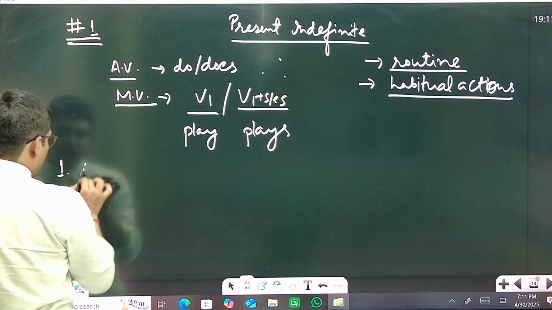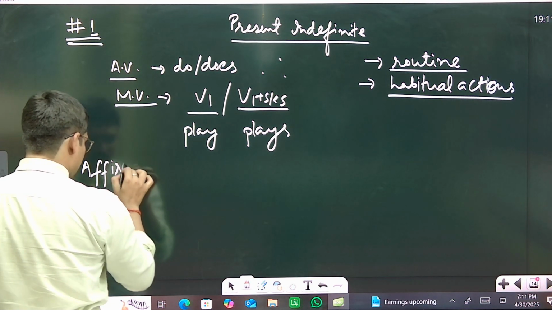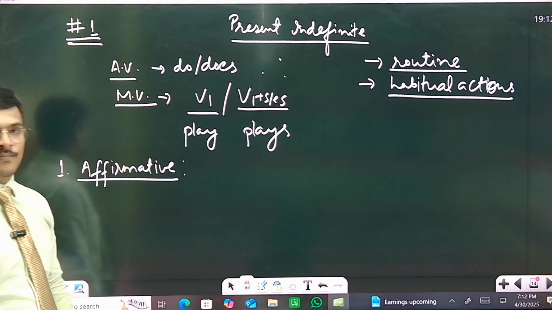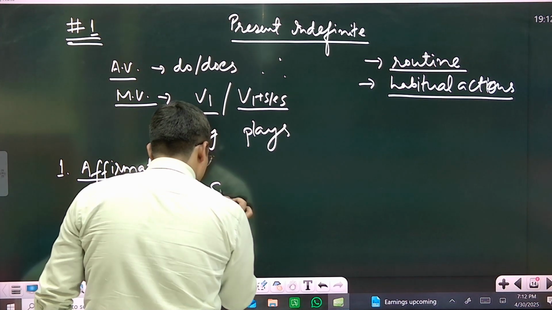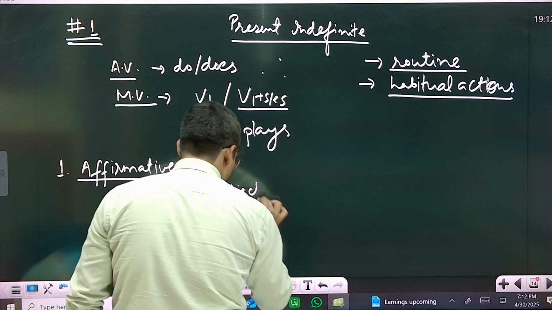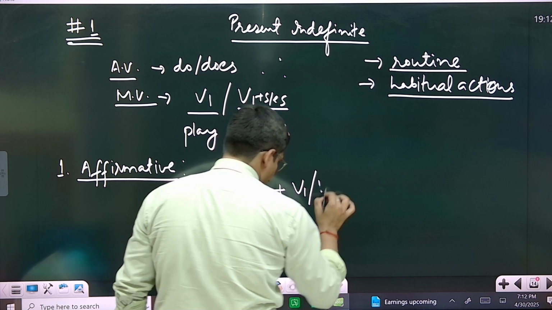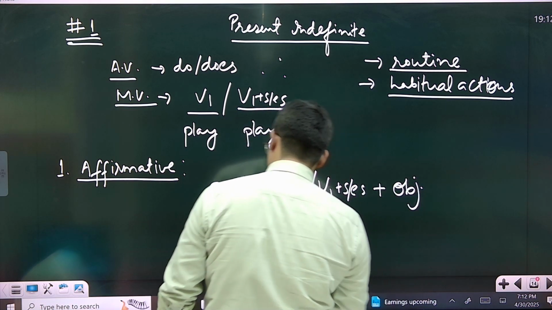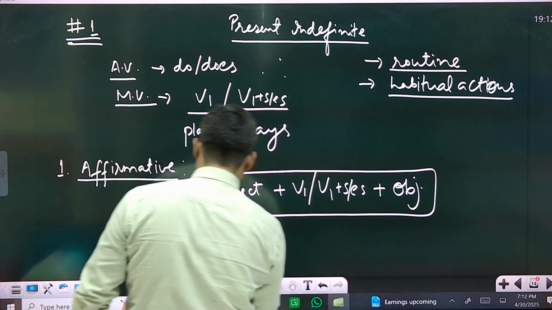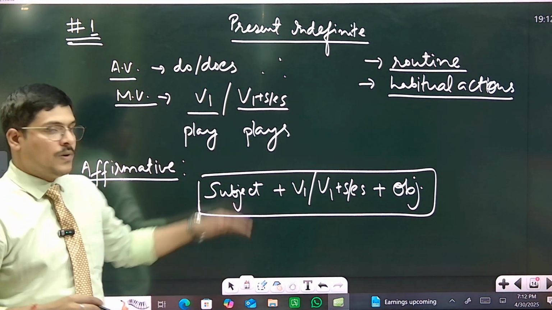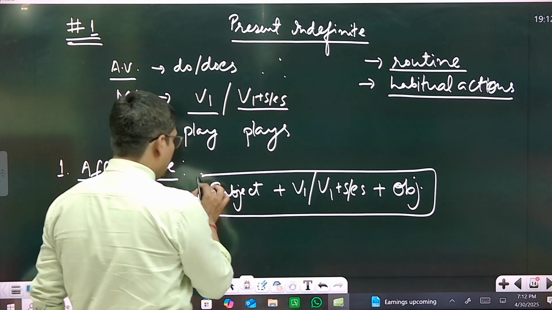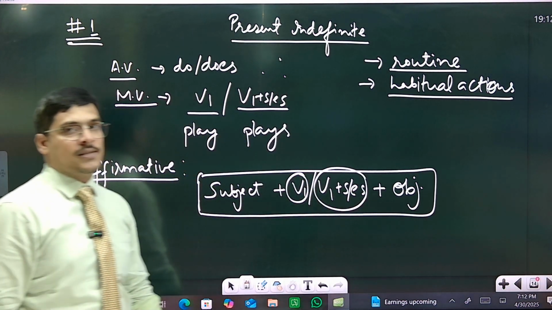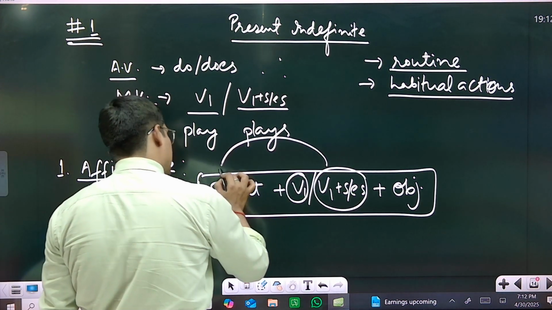Structure number 1, affirmative. Affirmative structure: subject plus first form of verb, or first form plus s or es, plus object. Now the question arises: when to use V1 or when to use V1 plus s or es? Sir, it depends on the subject.